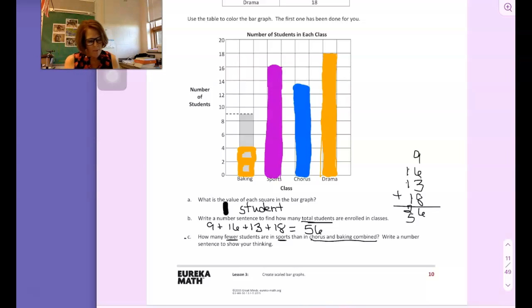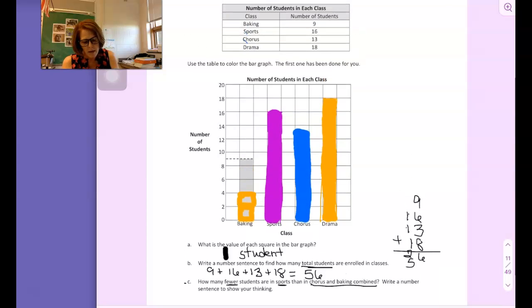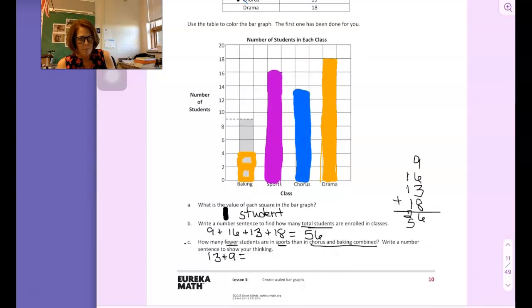So we want to know how many fewer students are in sports than in chorus and baking combined. Write a number sentence to show your thinking. So the first thing we need to do here is find the total students in chorus and baking. So I'm going to go up here. We have chorus and we have baking. So we have 13 students plus 9 equals how many?